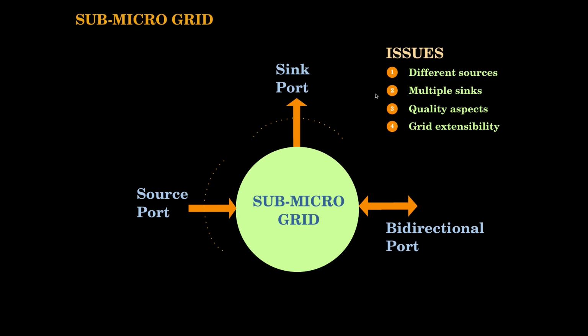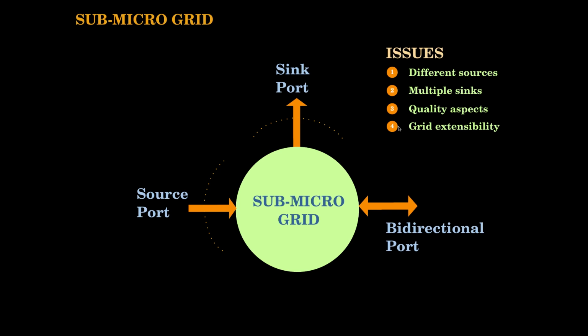So you have multiple sources and sinks, and sometimes in the case of the bidirectional ports, we don't even know which is a source, which is a sink. At a given point in time it can be a source, at another point it can be a sink. So with all these aspects, how do we still maintain the quality of the grid? Can the grid have a THD less than a particular value? And can it maintain the wave shape?